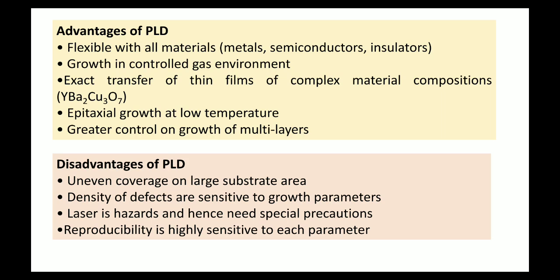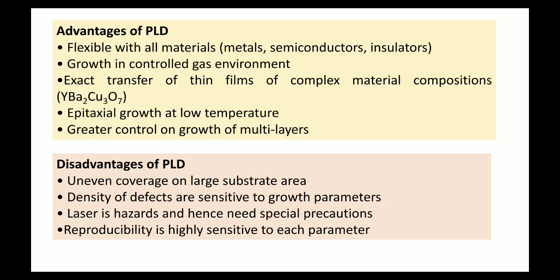Okay, so unless and until you are using single crystals, you will not get epitaxial growth of thin films. The last point is greater control on growth of multilayers. As I said, with one source of laser, just by mechanically changing the position of the targets, you are able to deposit thin films with a number of multilayers. So you can make a thin film with a number of multilayers.